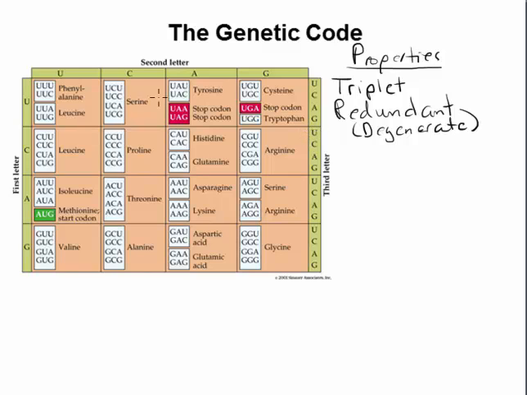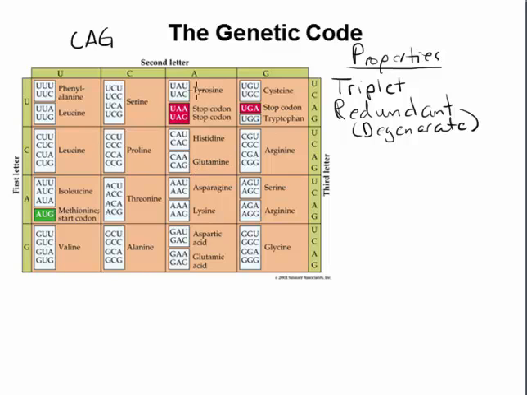So for example, if we were looking for the amino acid that's specified by the codon CAG, we would find C as the first nucleotide, and that would bring us to this row. And then we're looking for A as the second nucleotide, so now we're in this box, and then we just look for the sequence CAG, and that specifies the amino acid glutamine.